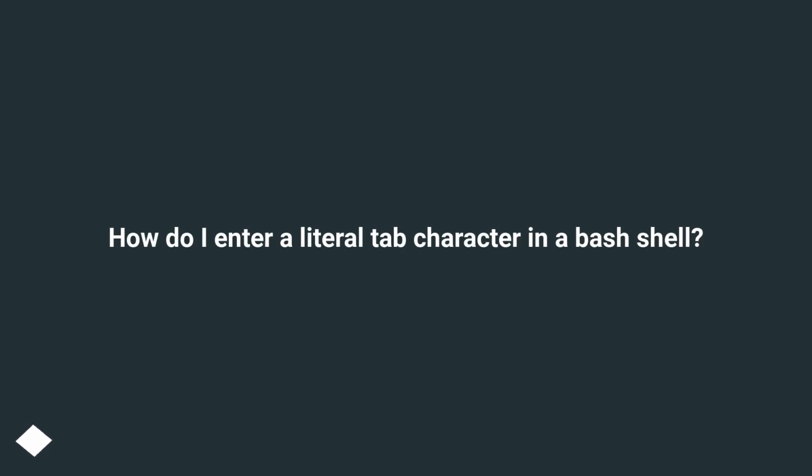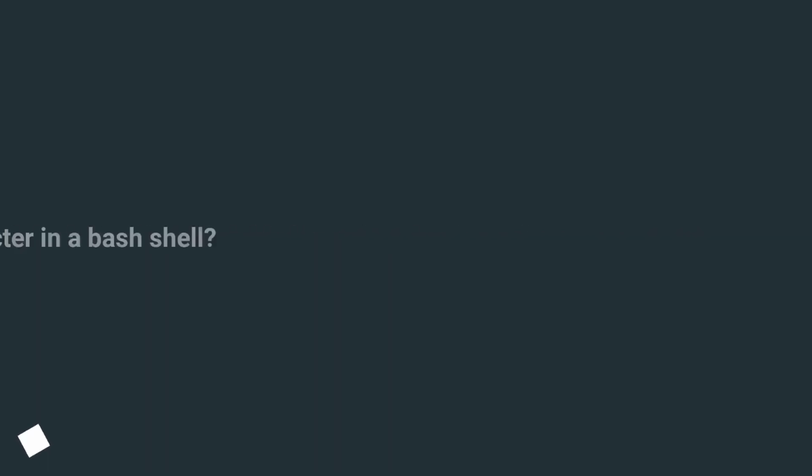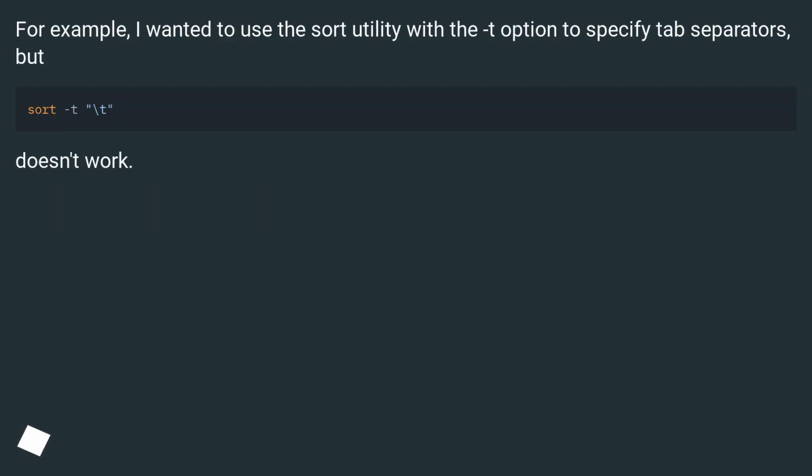How do I enter a literal tab character in a bash shell? For example, I wanted to use the sort utility with the -t option to specify tab separators, but it doesn't work.